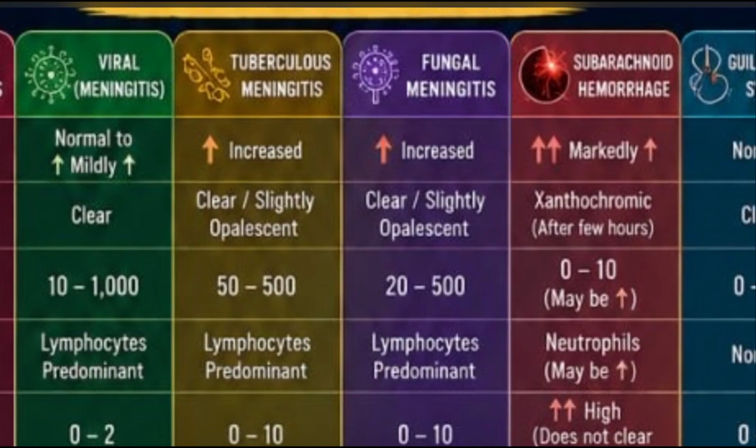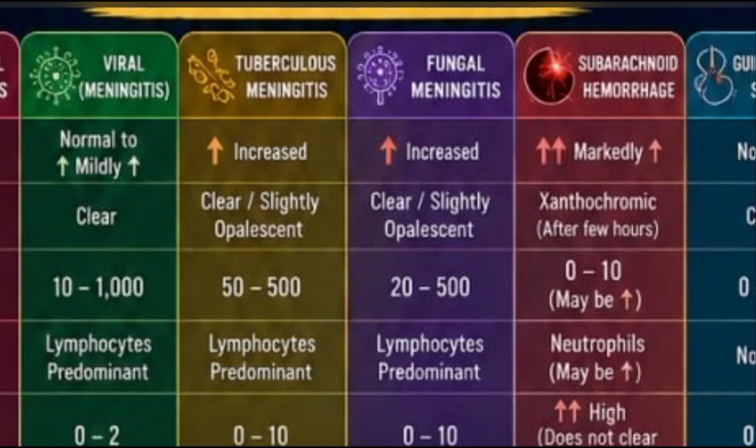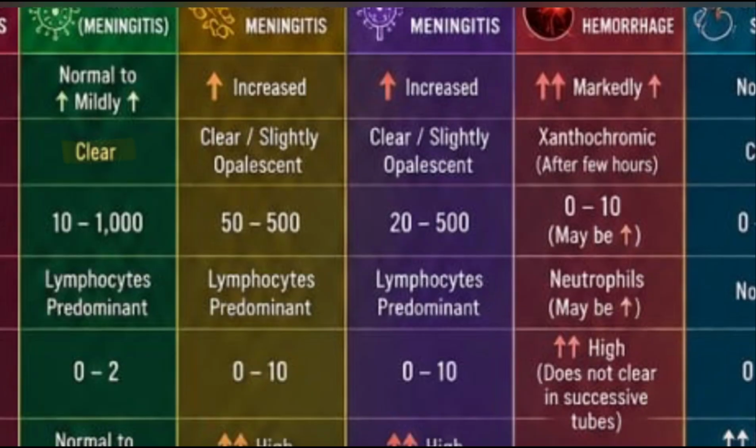So next we can see viral meningitis. In viral meningitis, the opening pressure is not like bacterial. The opening pressure will be normal or mildly elevated. The appearance will be clear, and the WBC will be 10 to 1000. And in viral, you can't see neutrophils, you can see predominant lymphocytes.